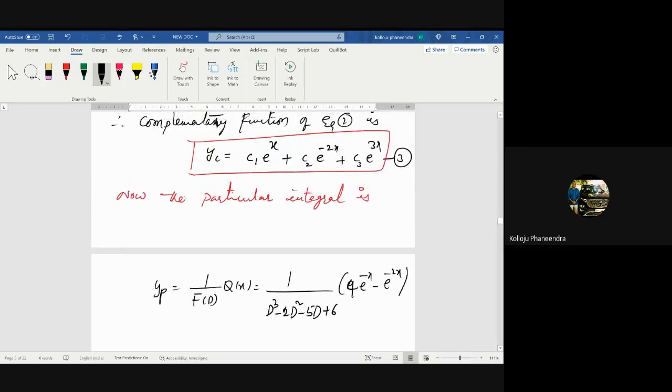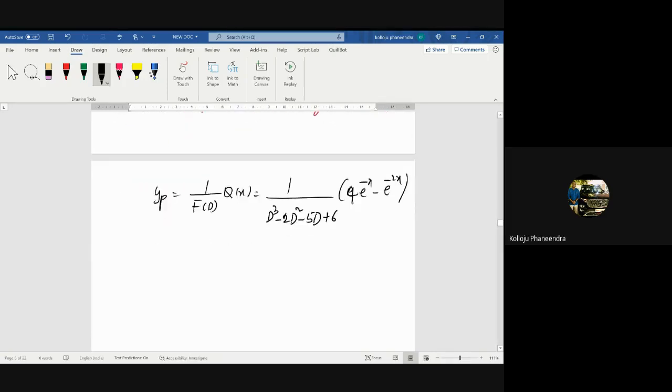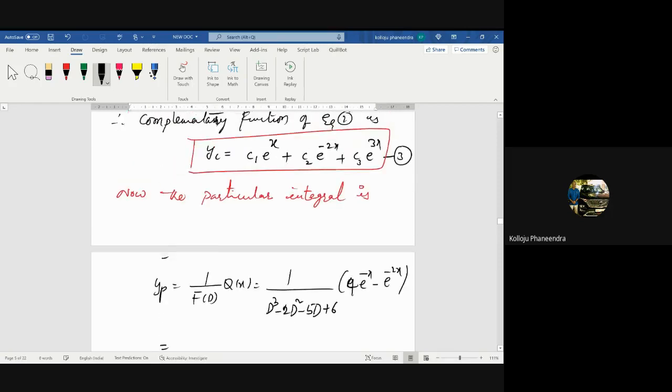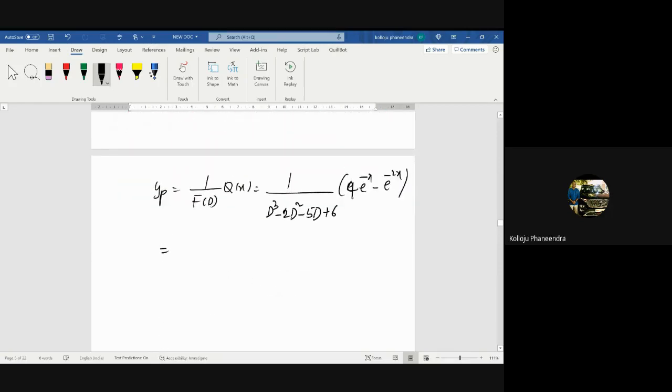Done? And remember here, let us split this into two parts, because the right side function has two parts. 1 by D cube minus 2D square minus 5D plus 6 into 4, which is a constant. I can write it here, but don't write e power minus x here, I have to operate on it. Minus 1 by D cube minus 2D square minus 5D plus 6 into e power minus 2x.